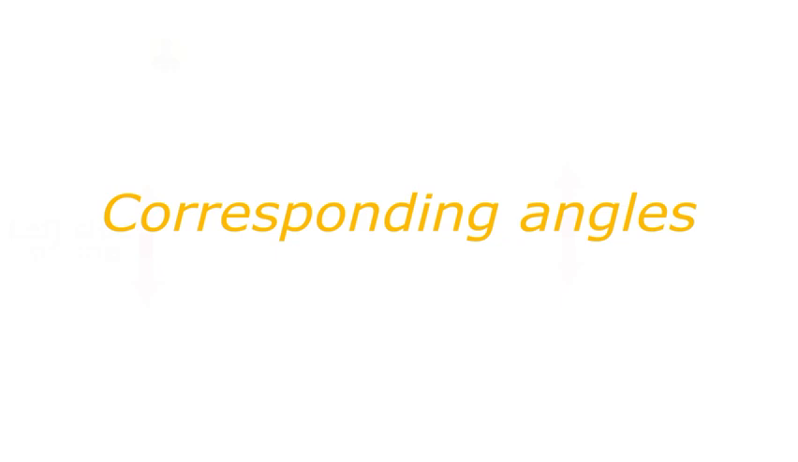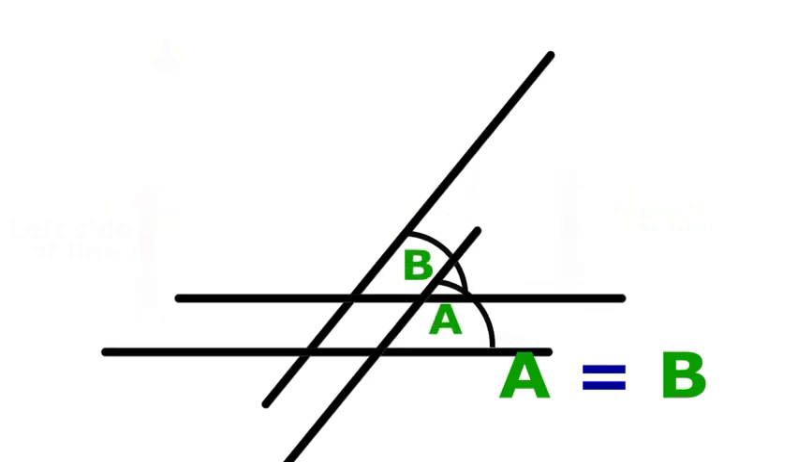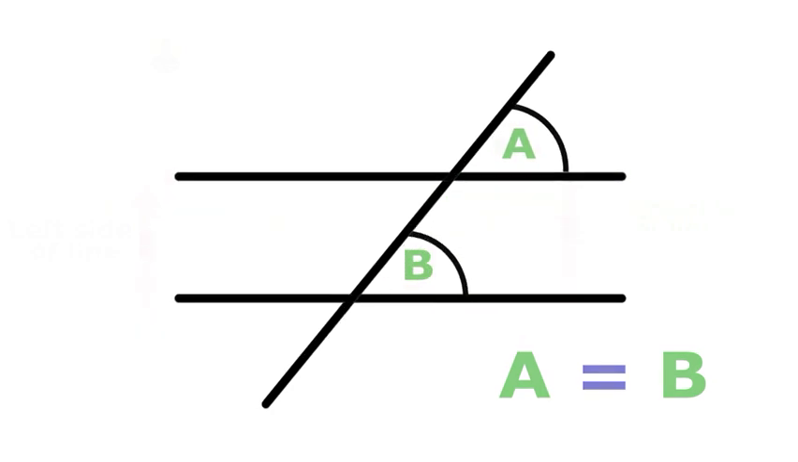Okay, let's take 2 parallel lines. And now let's draw a straight line through both of these lines. Notice that the angle A is the same as the angle B. Why is that? It's because our line passing through the parallel lines crosses over each line at exactly the same angle. Therefore, these 2 angles are the same.